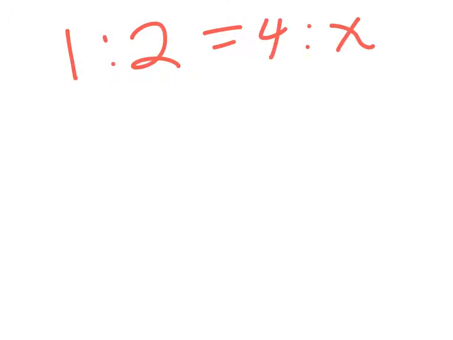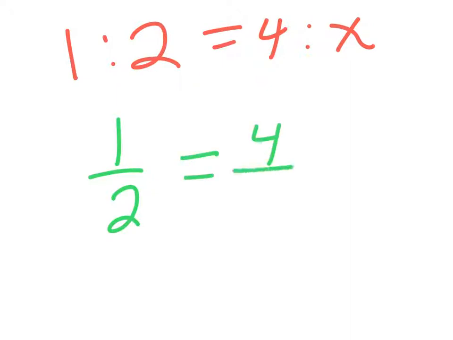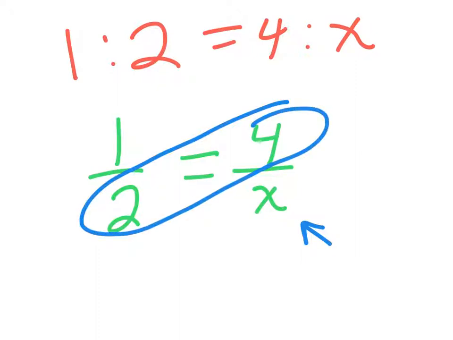So let's say a different number was missing. Let's say we have 1 is to 2 as 4 is to x. This time our 8 is missing. But I'm going to show you how we can figure out why that's 8. We do the same thing we did a second ago. Go ahead and rewrite those as fractions: 1 over 2 is equal to 4 over x. But instead, our shortcut method says let's locate our x. So we multiply the other side first.